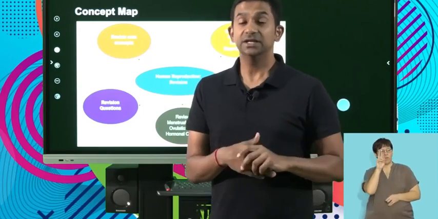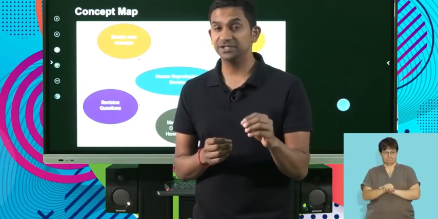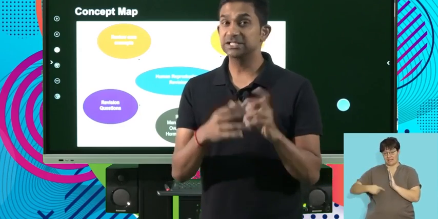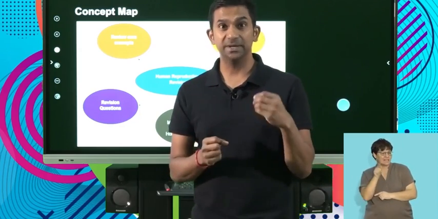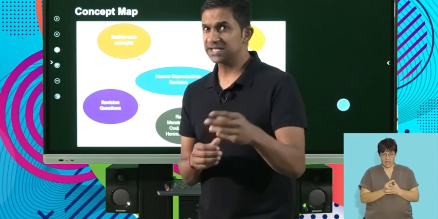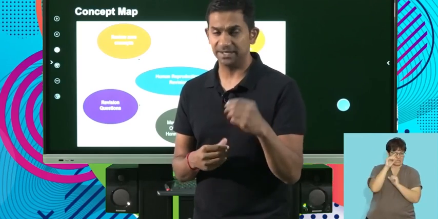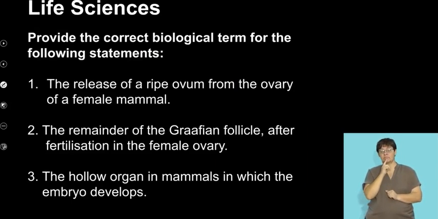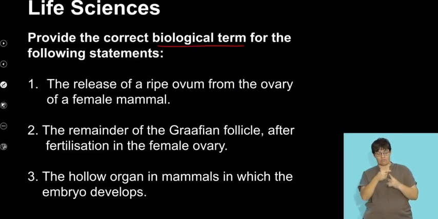We've been looking at a revision lesson on human reproduction with a special focus on the menstrual and the ovarian cycles. Let's continue trying to understand how we can better improve the understanding of these concepts. In our next bit, we're going to look at some terminology, and then we'll take some questions that require a bit more in-depth understanding. Right. So, provide the correct biological terms for the following statements.